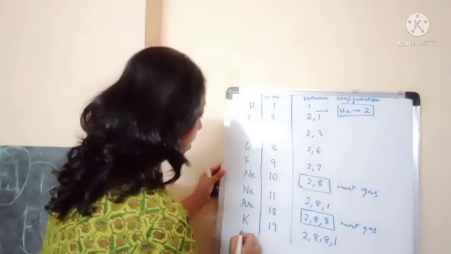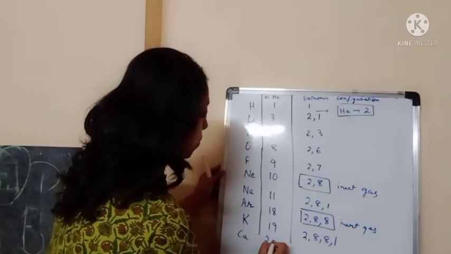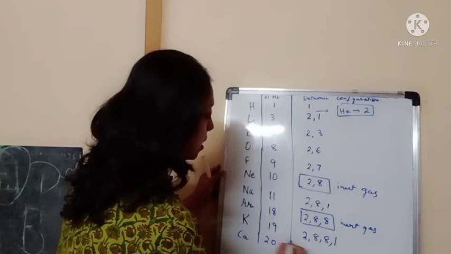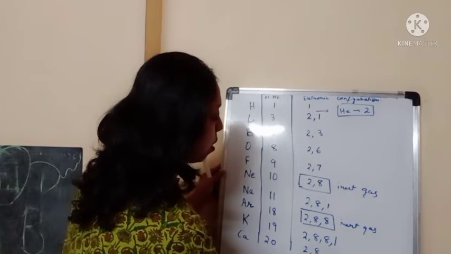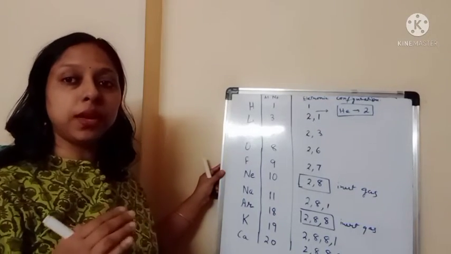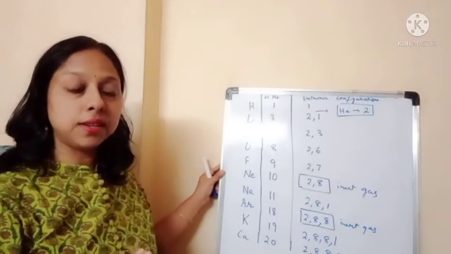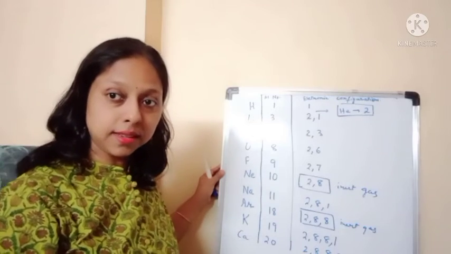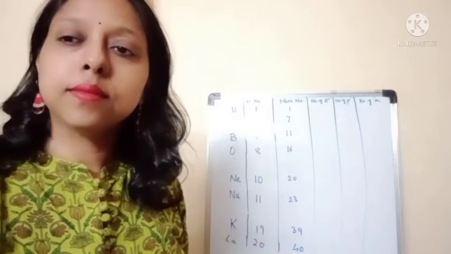Okay. So for calcium, the atomic number is 20, and the electronic configuration will be 2, 8, 2. So this way the electronic configurations are written.